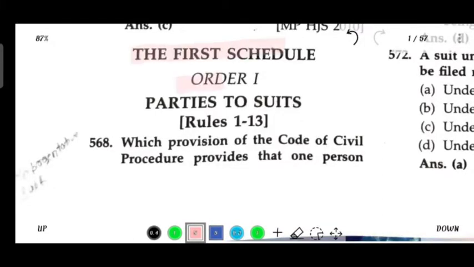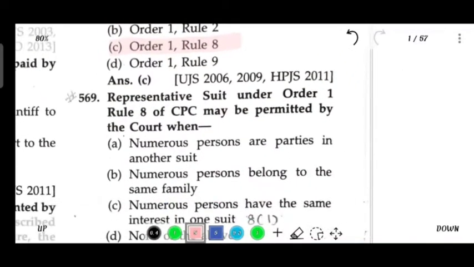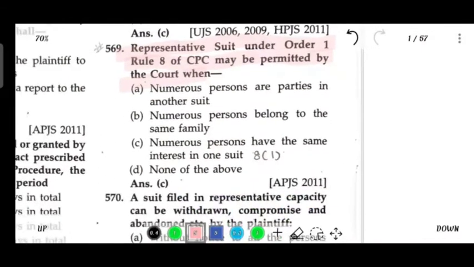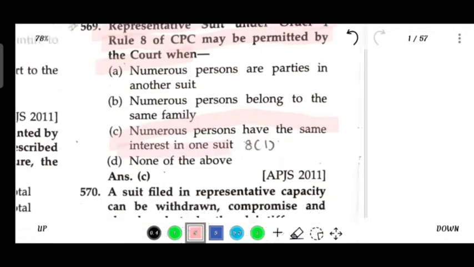First schedule. Order 1. Party to suit. Rule 1 to 13. Which provision of the Code of Civil Procedure provides that one person may sue or defend on behalf of all in the same interest? Order 1, Rule 8. Representation of suit under Order 1, Rule 8 of the CPC may be permitted by the court when numerous persons have the same interest in one suit.